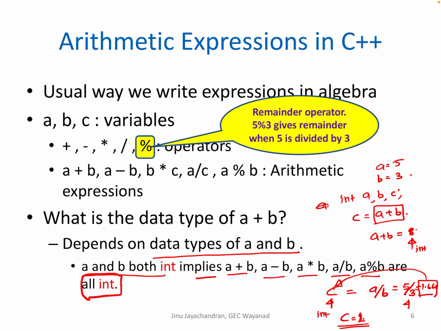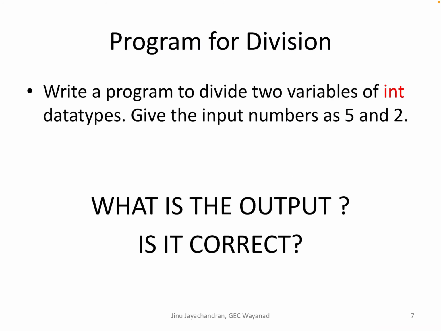Okay, so it depends on what is on the left hand side. That's a sample program that you need to work out. Write a program to divide two variables of integer types and give the input numbers as 5 and 2. What is the output? Is it correct?